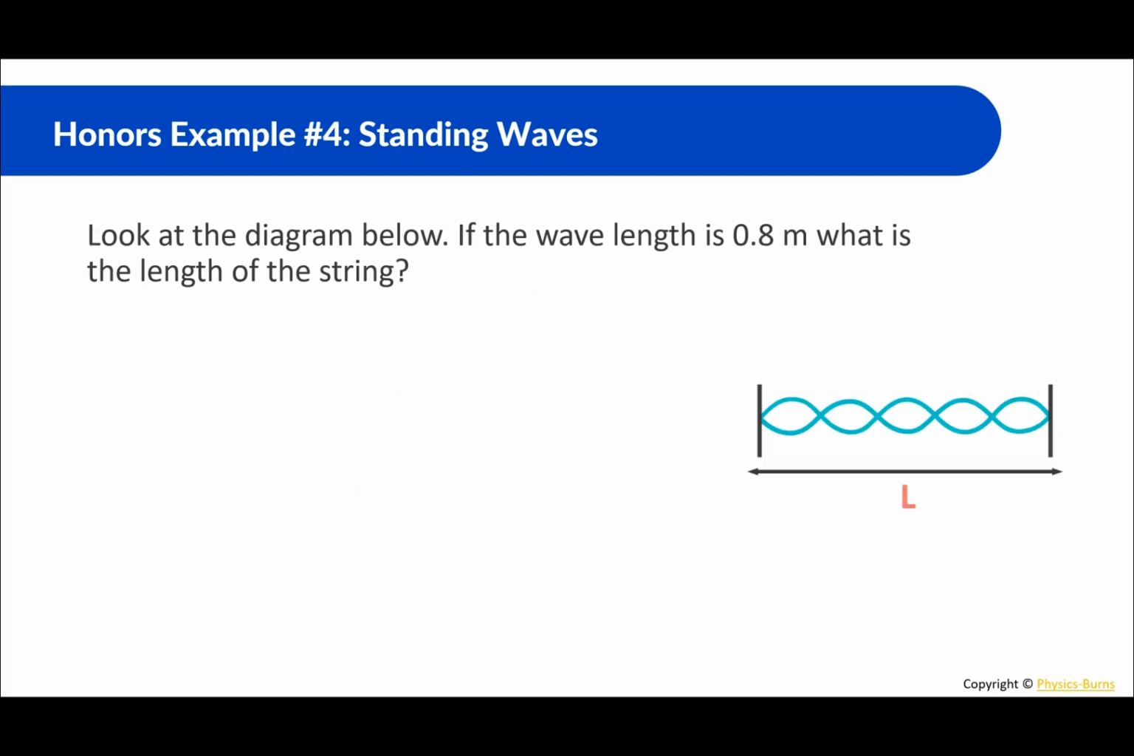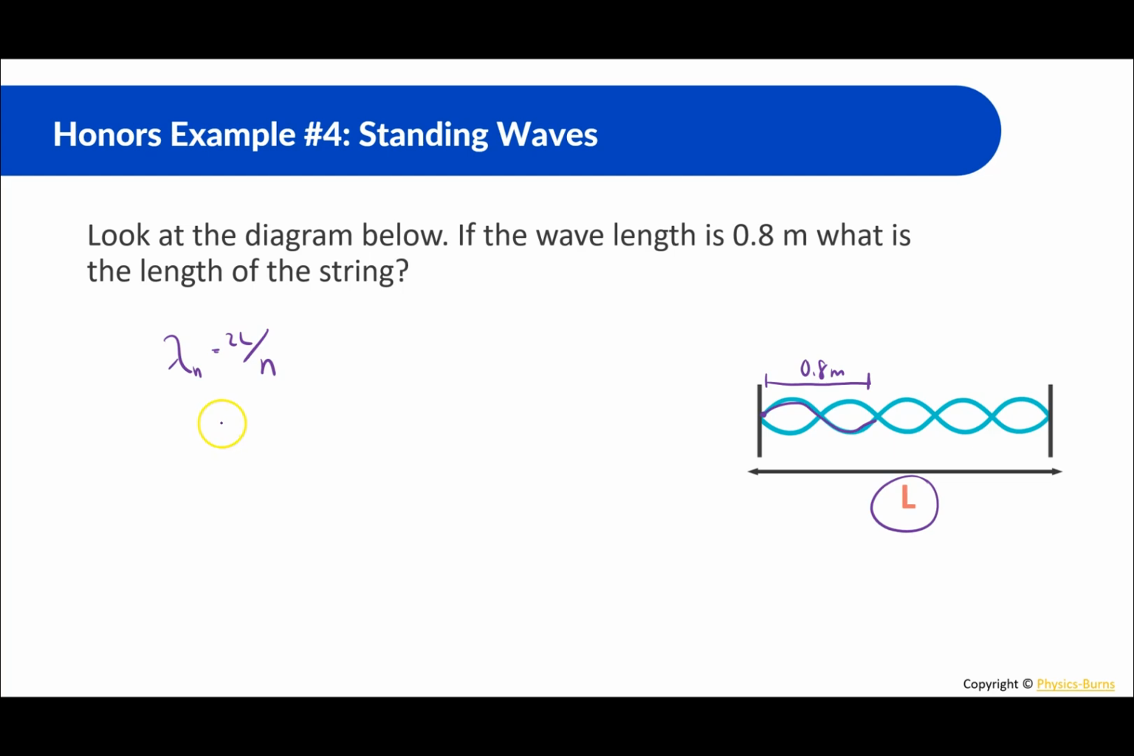All right, moving on. Looking at the diagram below, if the wavelength is 0.8 meters, what is the length of the string? Okay, so the wavelength, starting from here, cycling all the way through, that's going to be 0.8 meters. We could use math knowledge to figure this out, but I'm going to use the formula that was given to us. Wavelength of the nth harmonic is equal to 2L divided by n.